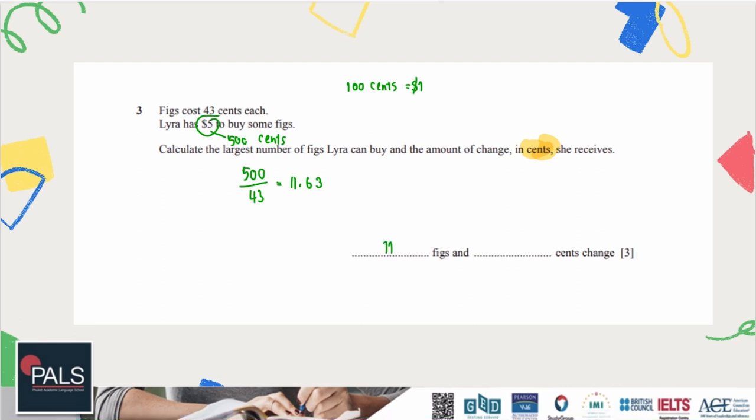Next we need to find the amount of change. Now Layla can buy only 11, right? So 43 times 11 is 473. If you want to find the change, just subtract: 500 minus 473 is 27 cents.